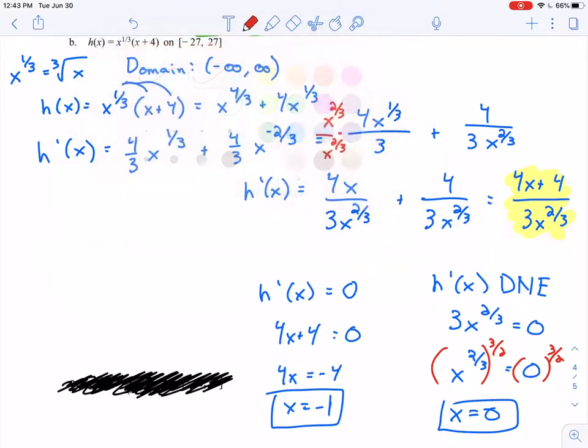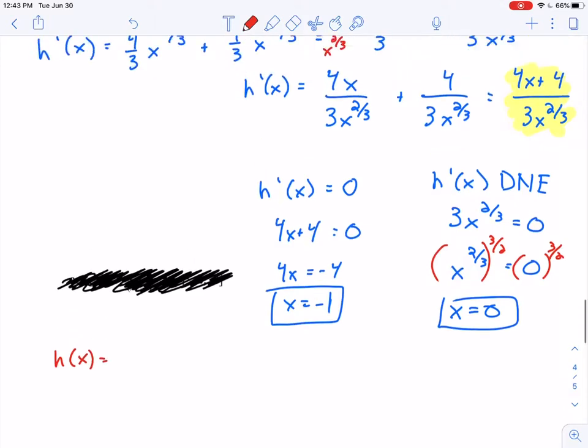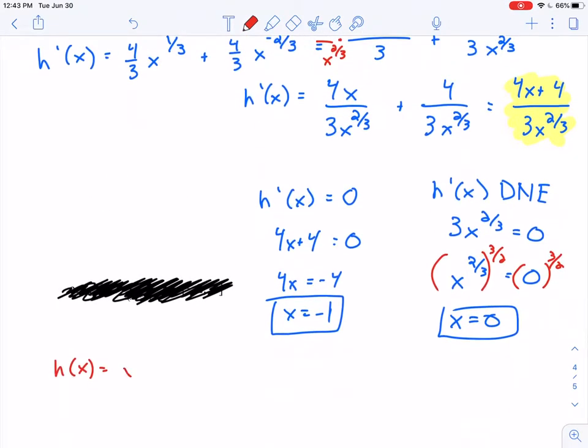So next, I need to take the critical numbers that I found along with the endpoints of my interval and plug those into my original function. So I'm going to take negative 1, 0, negative 27, and positive 27, plug those into my function h of x. And you can work with the factored form that they gave us. So they gave us x to the 1/3 times x plus 4. This might be a little bit easier. Or if you wanted to use x to the 4/3 power plus 4x to the 1/3, that would also work as well. You should get the same answer regardless of which version of the function we're going to be working with here.